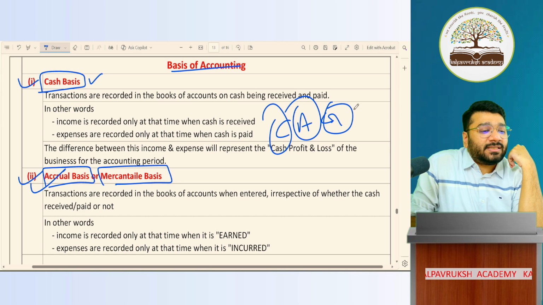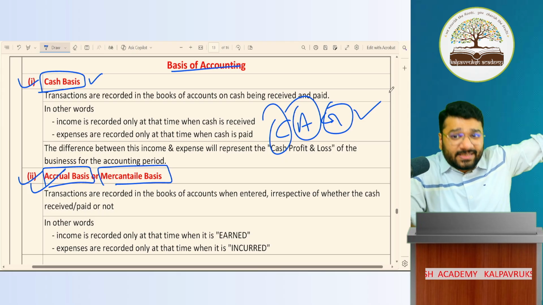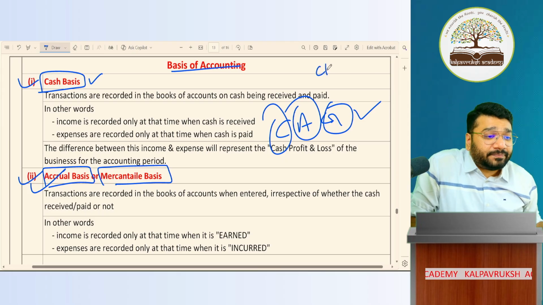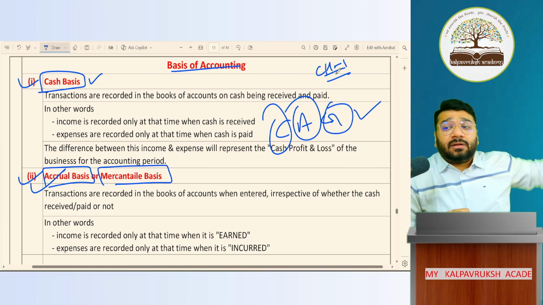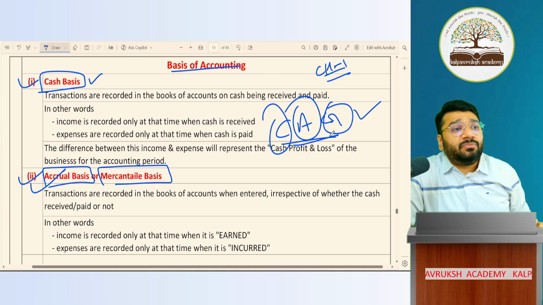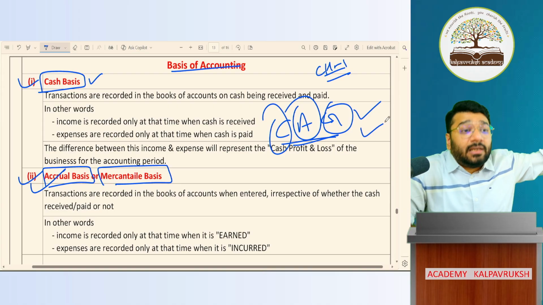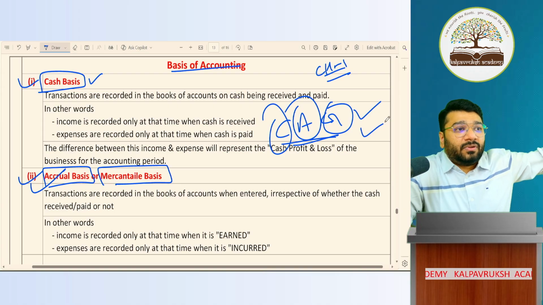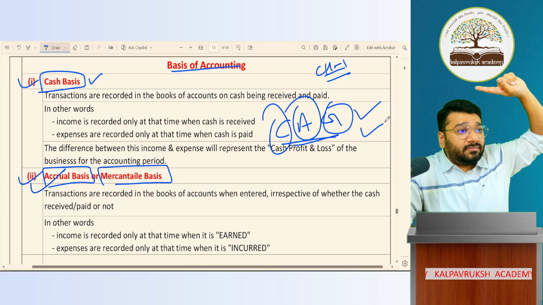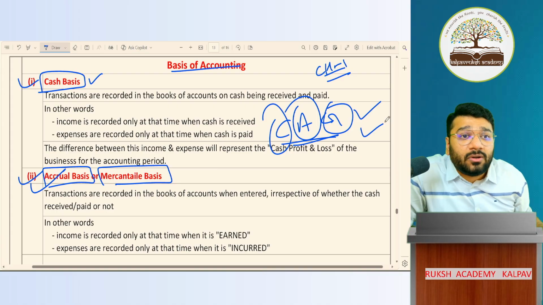You know where I will discuss this with you? Don't think that since sir has discussed it in 11th, I will not discuss it again. I will discuss it in chapter number 1, the theoretical framework chapter. That time I'll discuss the fundamental accounting assumptions. It does not stop here. In CA Intermediate also you have this concept, in a little more depth. So in Intermediate, to be clear with fundamental accounting assumptions, your foundation has to be strong. Got it, not got it?